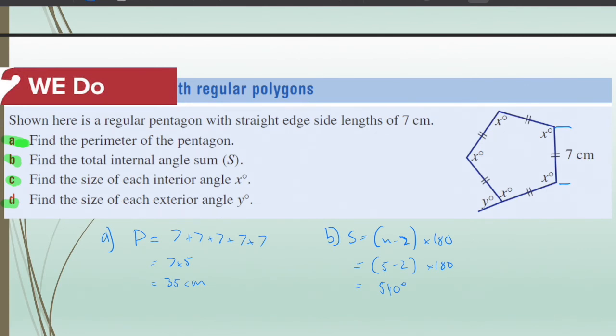Now, we know that all of these angles are equal. We've got x in every single spot here. So we have to think about this a little bit. We're not just going to be taking something away from 540. We actually need to split 540 into 5 even amounts. In other words, we're going to just divide it by 5. If you put that into your calculator, it turns out that x is 108 degrees.